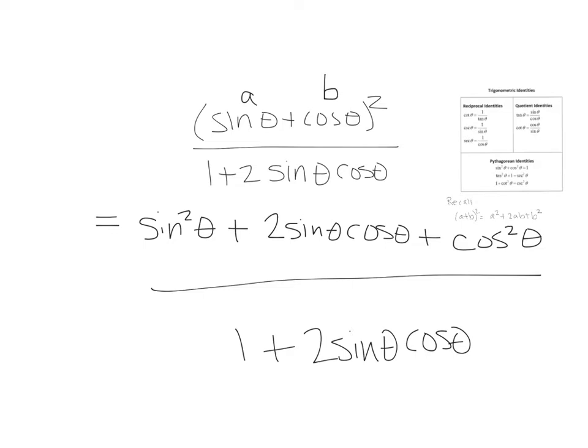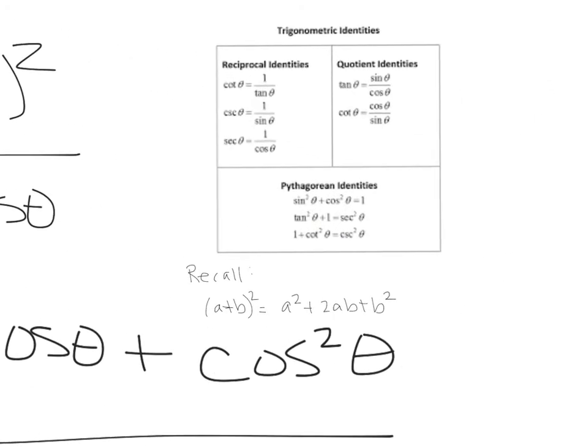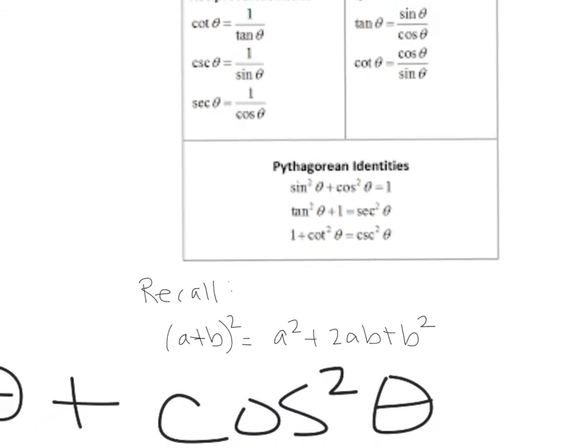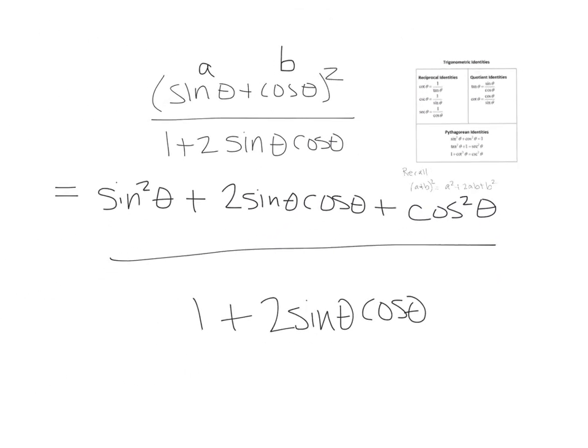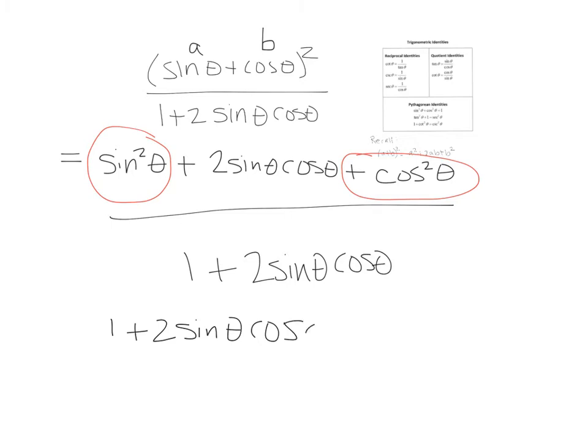Well, why don't we zoom in first on our Pythagorean identities? Because I see I have sine squared and I have cosine squared. So if I look here, sine squared plus cosine squared equals 1. So sine squared plus cosine squared is 1, and then you're going to end up with 1 plus 2 sine theta cos theta divided by 1 plus 2 sine theta cos theta.